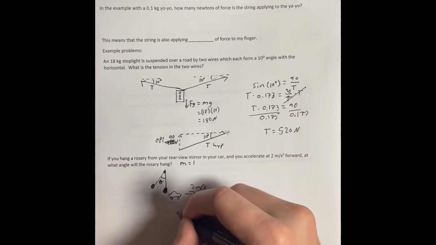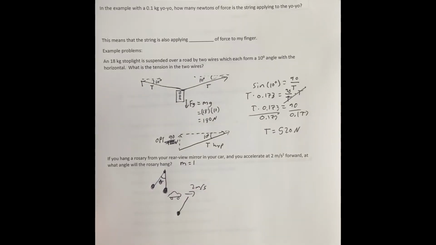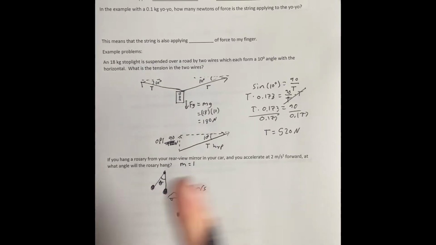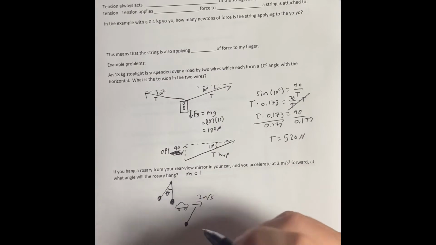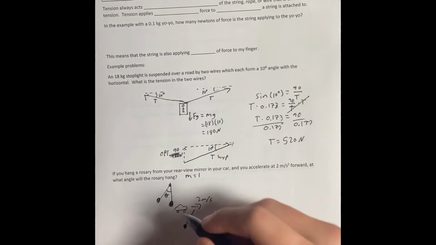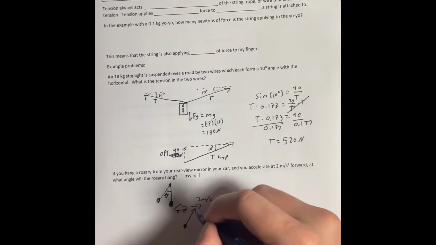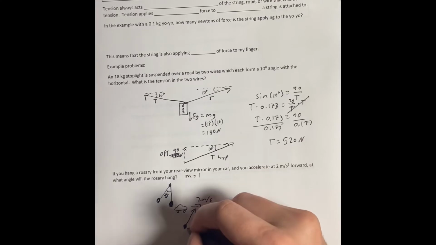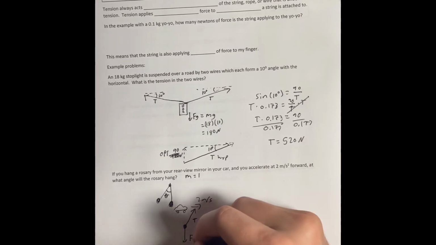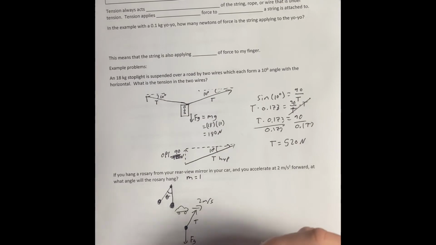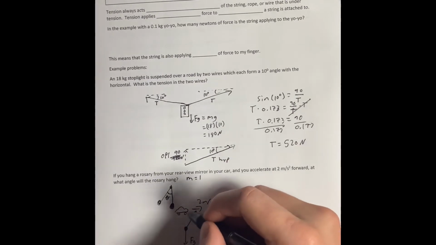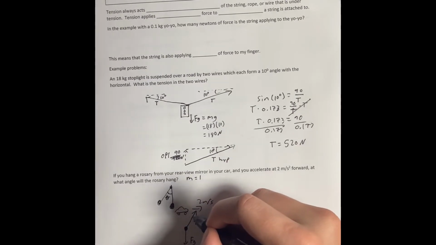So this is the picture that we want to think about: a mass that's sort of flying back in the car. And we have to think about what forces are acting on this. We've got tension that's holding it to the ceiling, so this is tension, and we've got gravity pulling down on it. To solve this problem, it's asking us to find what this angle is right here.